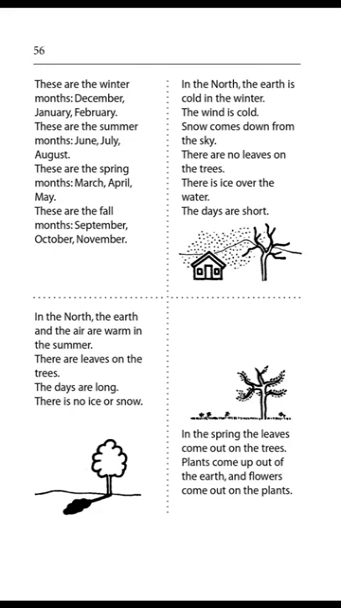In the north, the earth and the air are warm in the summer. There are leaves on the trees. The days are long. There is no ice or snow. In the spring, the leaves come out on the trees. Plants come up out of the earth, and flowers come out on the plants.